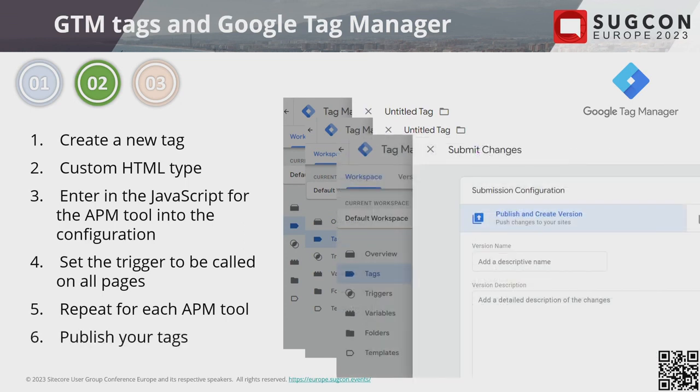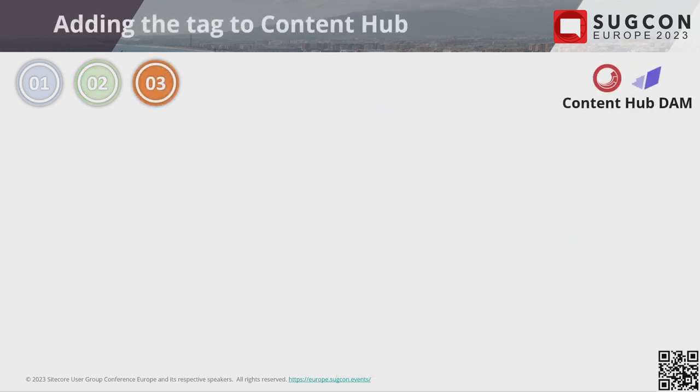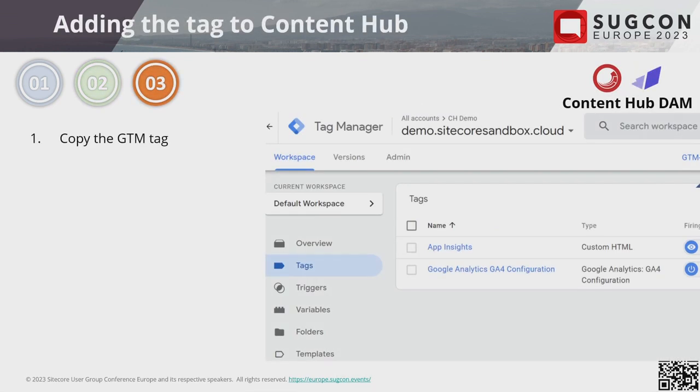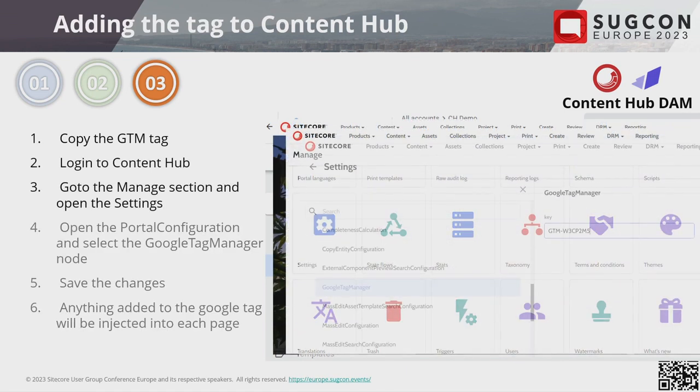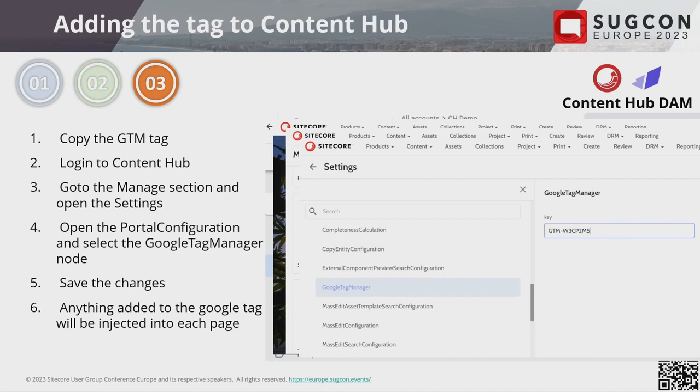And obviously you repeat this for all of your systems, and then you publish it. And then this is the really easy bit. You then take that, where is it? Okay, so it's right off the edge of the screen, but there's an ID saying GTM. You set a GTM tag, you go to Content Hub, you go to your settings, and you literally paste it in and save, and that's it.